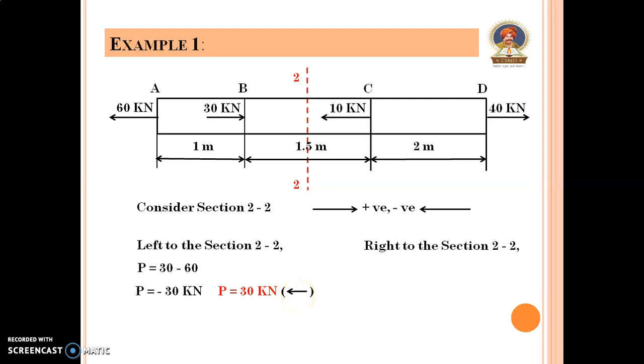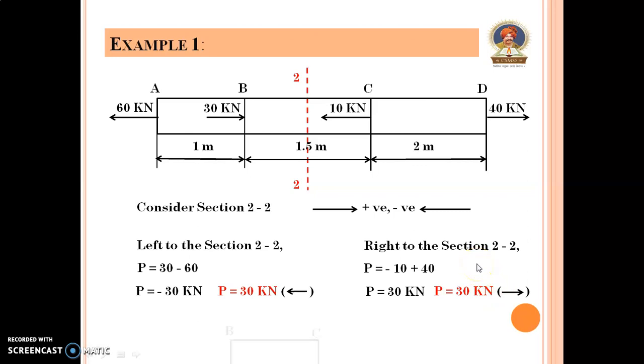So right section, here once again this 10 moves towards the left side, so it is taken as negative, and this 40 kilonewton is moved towards the right side, so it is taken as positive. Here minus 10 plus 40. So P is equal to 30 kilonewton. The answer is positive, so the force is moved towards the right side. Here P is equal to 30 kilonewton, force is moved towards the right side.